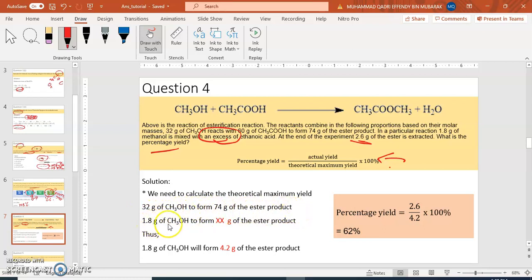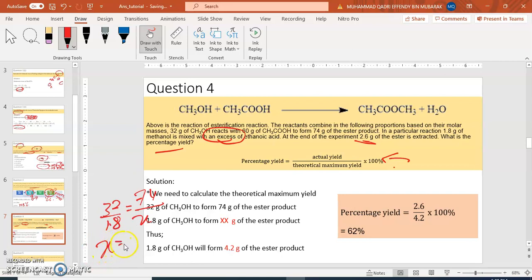How about if we have 1.8 gram of methanol? How much ester will we produce? Using this relation, 32 over 1.8 equals 74 over x, and if we rearrange it, we will have x equal to 74 times 1.8 over 32. So we will get 4.2 gram of the ester product. This one is the theoretical yield.